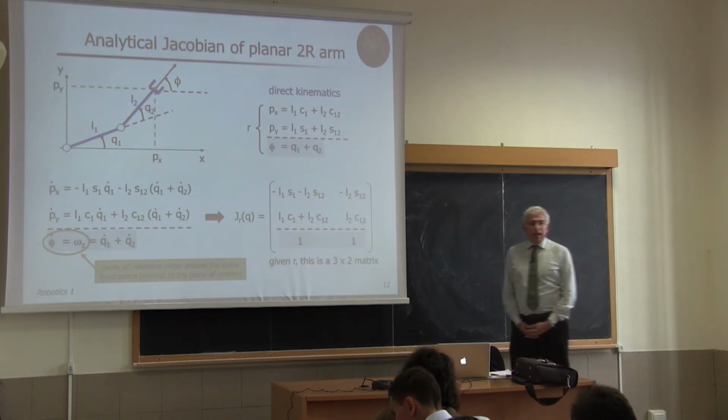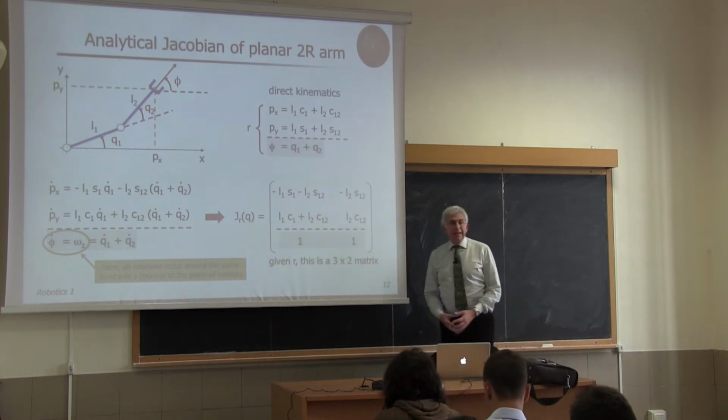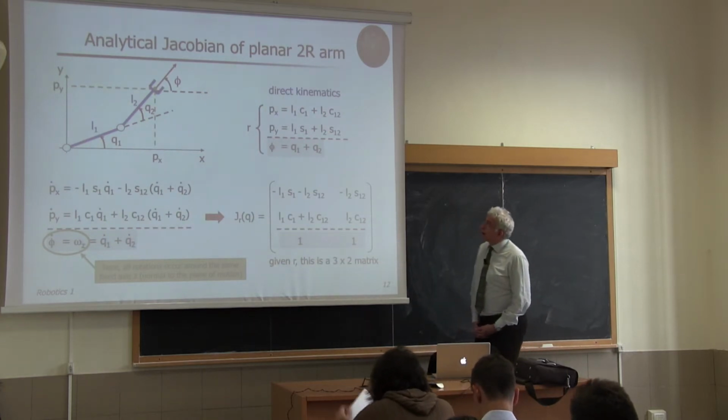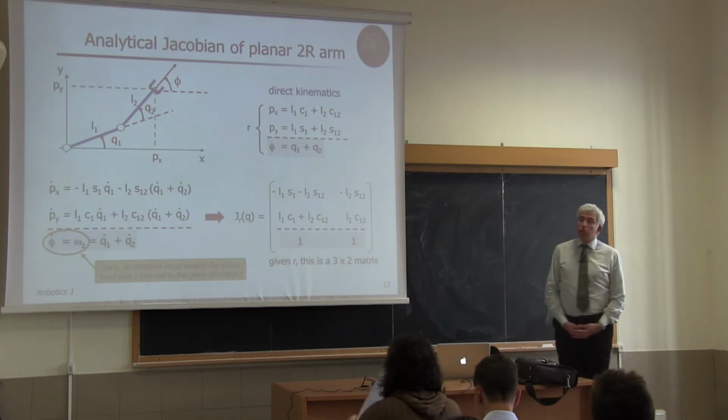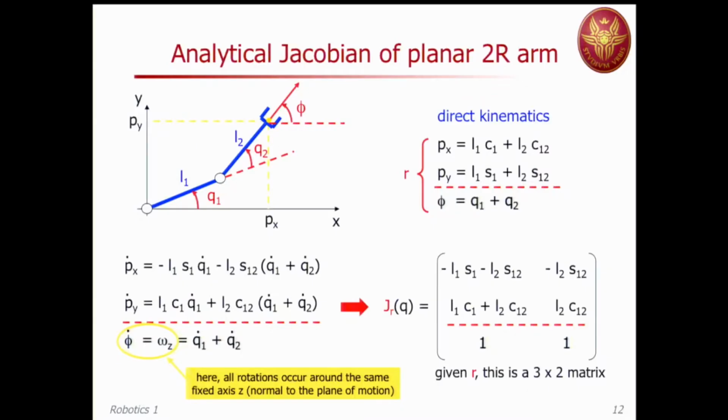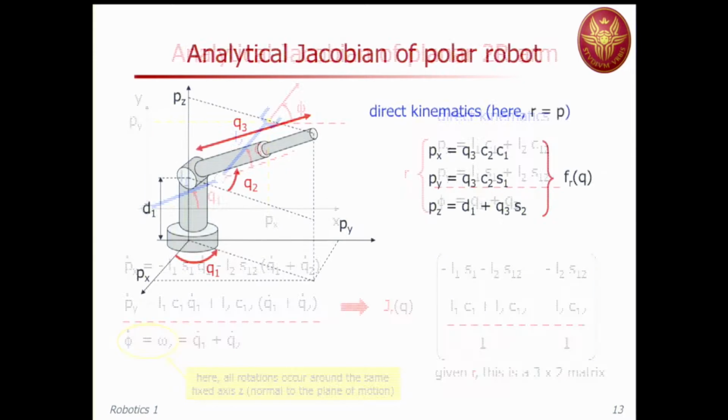Okay, so this is the analytic Jacobian for the case of a planar 2R manipulator when the task variables are the two coordinates of the position of the origin of the frame attached to the end effector and the absolute orientation in the plane. So this is a 3×2 matrix.